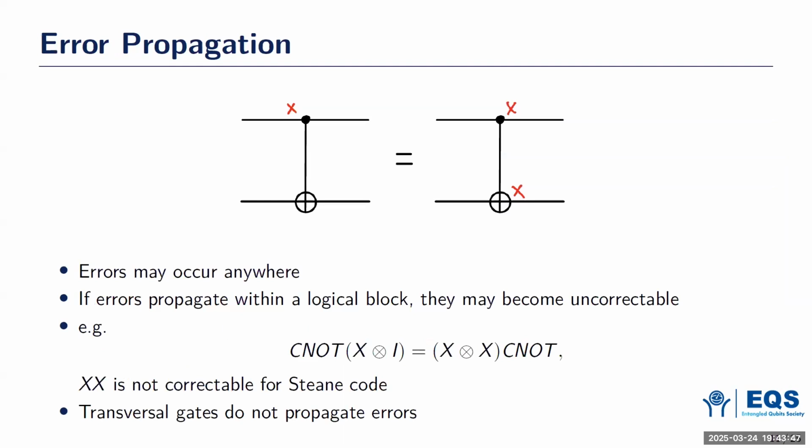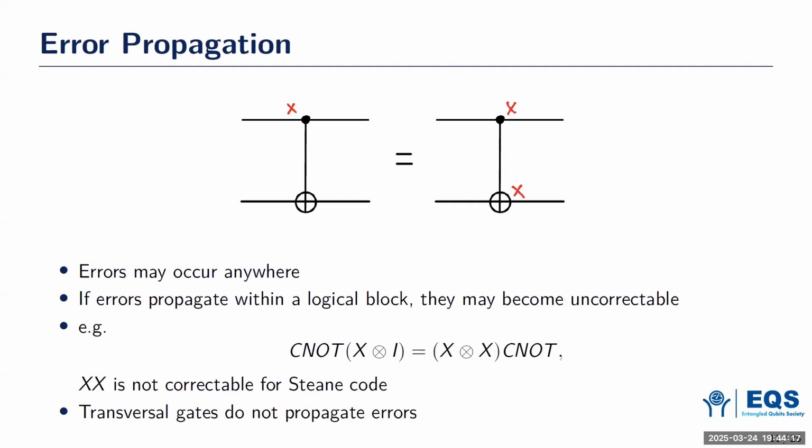Then why are transversal gates good? Until now, we assumed that errors only occur after encoding logical states, and there are no errors in syndrome measurement, error recovery, and logical operations. But in reality, errors may occur anywhere. Errors can occur before the logical operations or during the logical operation.